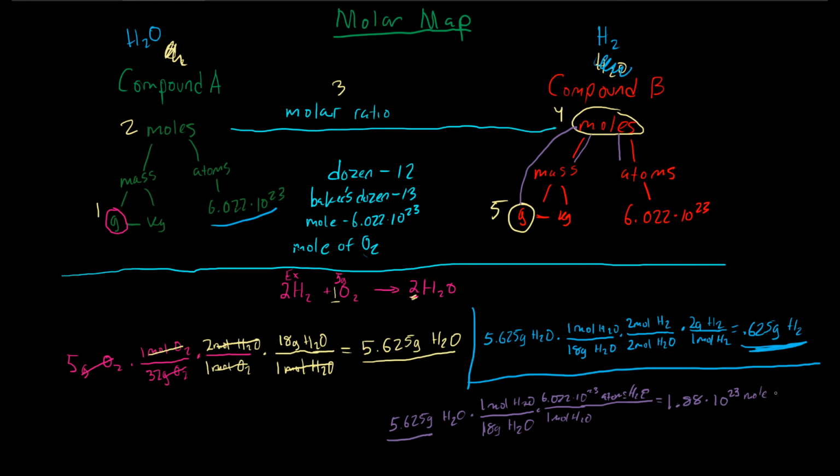Molecules of H2O. And there you go, that's the number of molecules. So it's very easy to find whatever you want by using the molar map. And if you can memorize this and just understand it conceptually, like what you're doing in different places, it makes conversions in stoichiometry really easy.